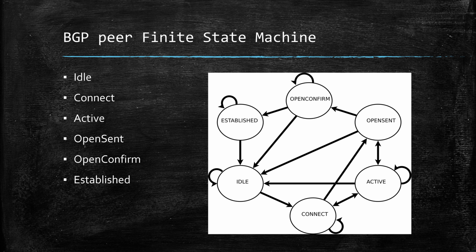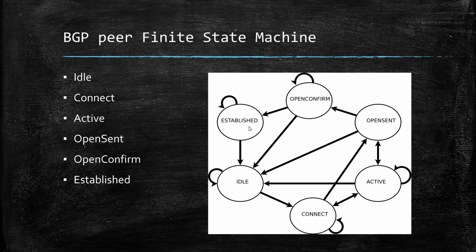If the TCP session is established correctly, it will send an open message and go to the open sent state. In the open sent state, it will be waiting for the neighbor to also send its open message. Once it is received, it will go to the confirm state. Here in the confirm state, it will wait for either a keep alive, which means that everything is okay, or a notification message. If it's a notification, it will go back to the idle state. If it's a keep alive, it will go to the established state.